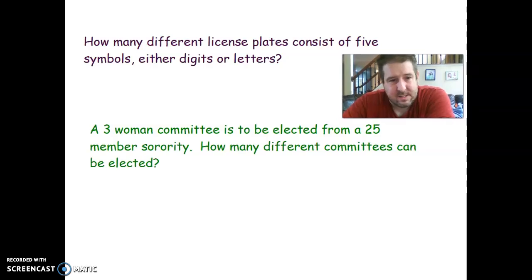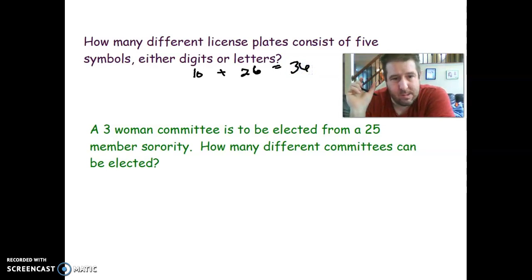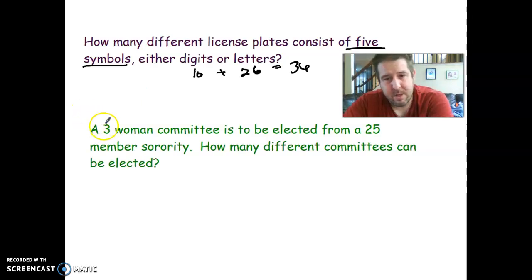All right, how many different license plates consist of 5 symbols, either digits or letters? Now, there's 26 letters, and then there's 10 possible single digits, 0, 1, 2, 3, 4, 5, 6, 7, 8, 9. So that's a grand total of 36 possible symbols. I guess I'm just going to use the word that's in here. So there's 36 different possible symbols, either numbers or letters, that could be chosen for each spot on a license plate. So if we know that there's 5 spots, does the order matter? Sure it does, because whether or not you have an A first or last is going to make a completely different license plate. So the order does matter.